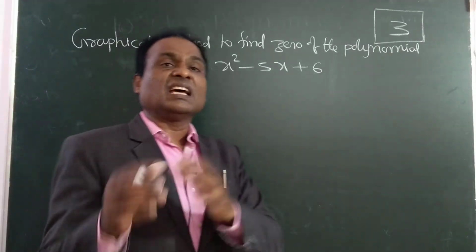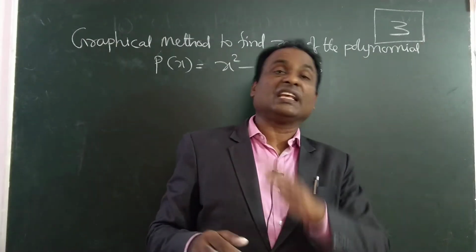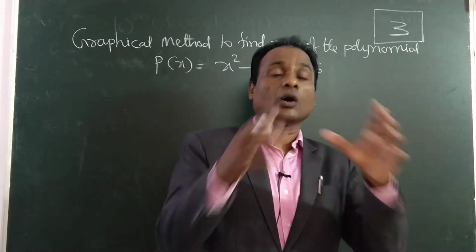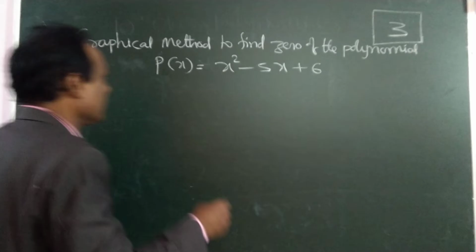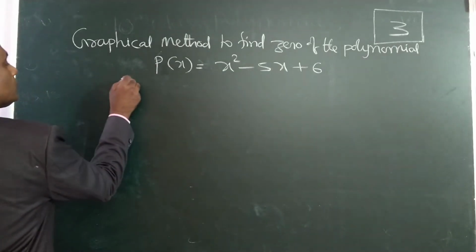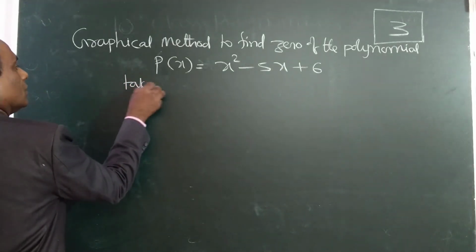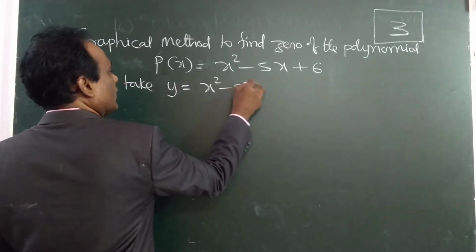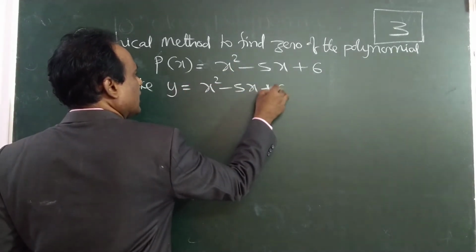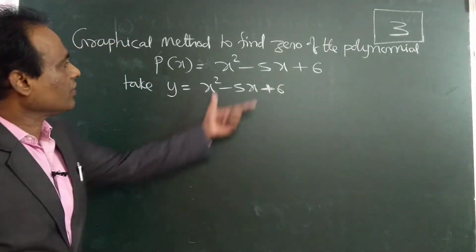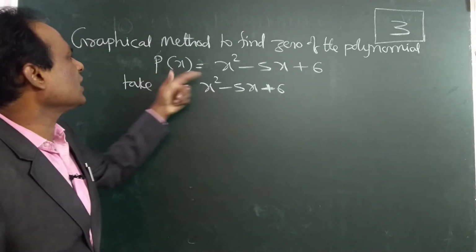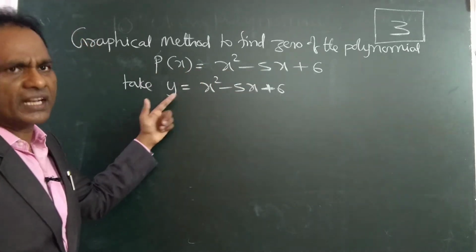You studied how to draw the graphs in 9th class. In coordinate geometry, you studied how to draw the graph. I will explain. See here. Take this function as y, because when you are drawing the graph it will consist only of x and y. So instead of p of x, I will take it as y.